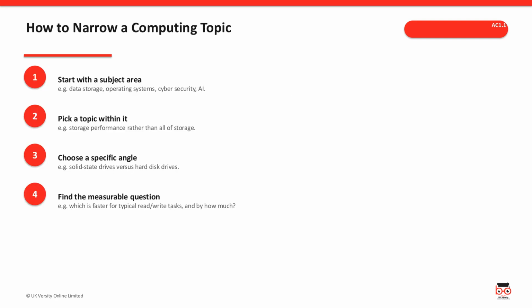Let me show you how to shrink a big computing subject down to something workable. You start with a broad area, say cybersecurity, then pick a topic inside it, like password habits rather than all of security. From there, you choose a specific angle, perhaps how long people's passwords actually are. And finally, you land on a measurable question, such as what proportion of users reuse the same password across sites. Each step strips away a bit more vagueness.